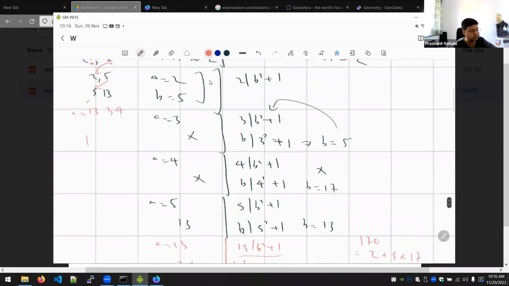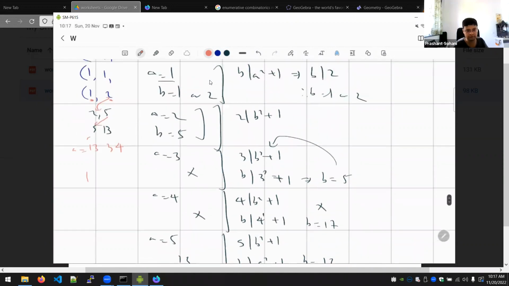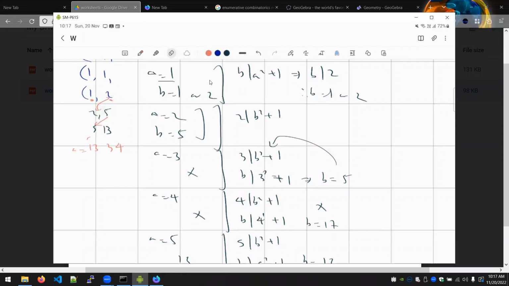So, do you know anything about these numbers? What are these numbers? They are alternate Fibonacci numbers. Yes, correct.